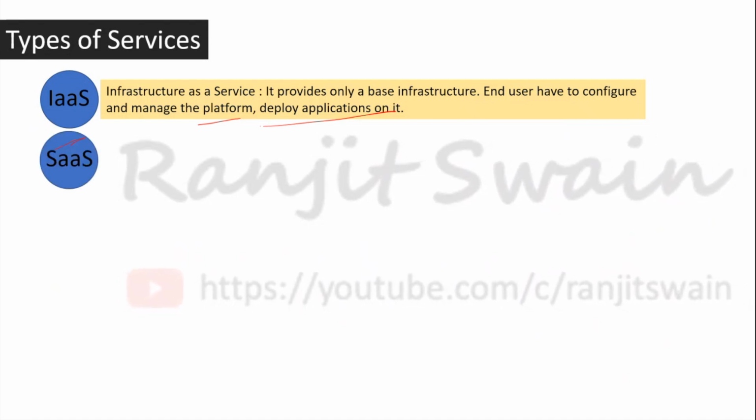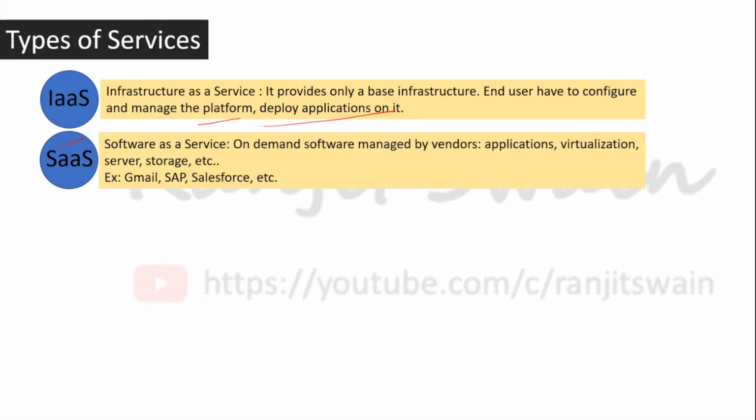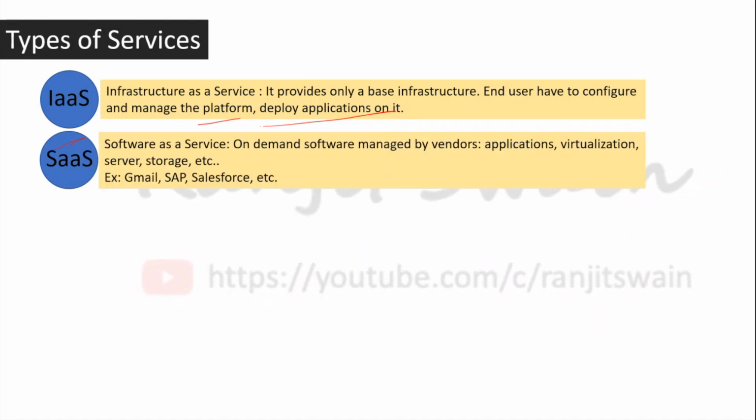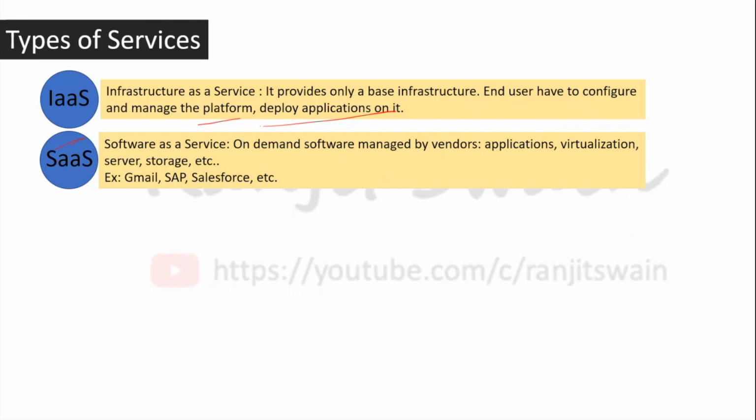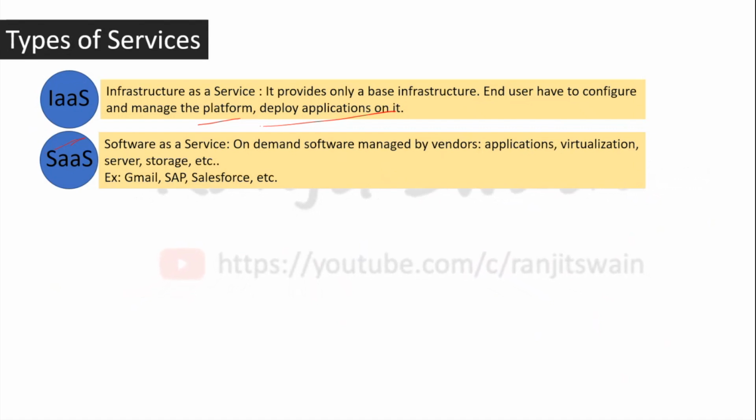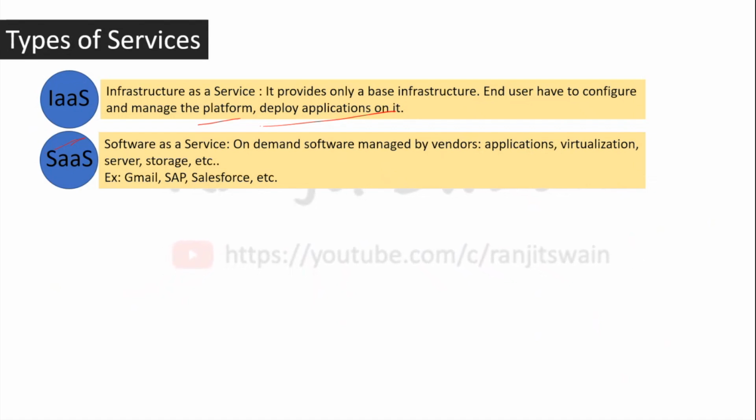SaaS, software as a service. On-demand software managed by the vendor, applications and virtual servers. Software as a service means they give you a software that you use, like WhatsApp, Gmail, Yahoo, even Facebook: web applications, mobile applications. Either you can use them from the web or from mobile also. Those applications or softwares are providing software as a service. You are using their service only.